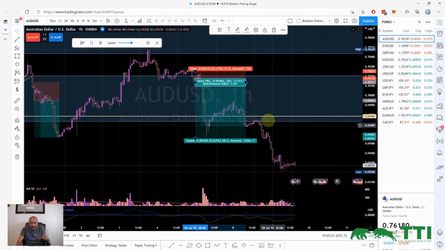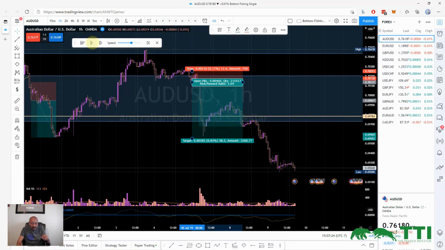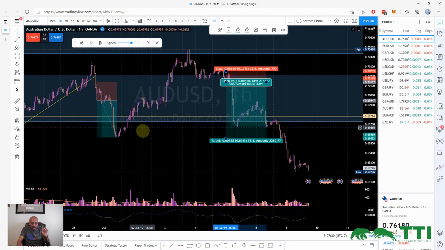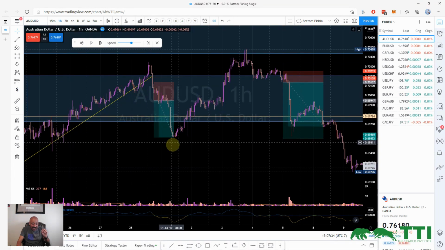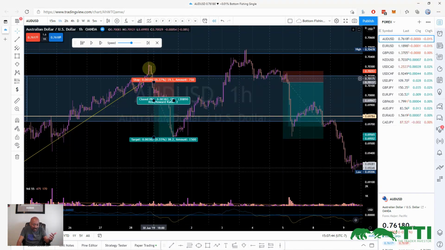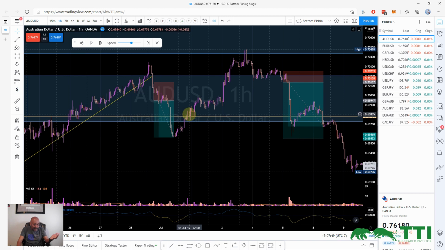So I'm going to stop this replay. The purpose was not to redo yesterday, but to show you once the target is hit and price fails to continue to go down, where is the next logical place to exit? The next logical place to exit is at the break of structure of this down move. This down move breaks structure, we exit.